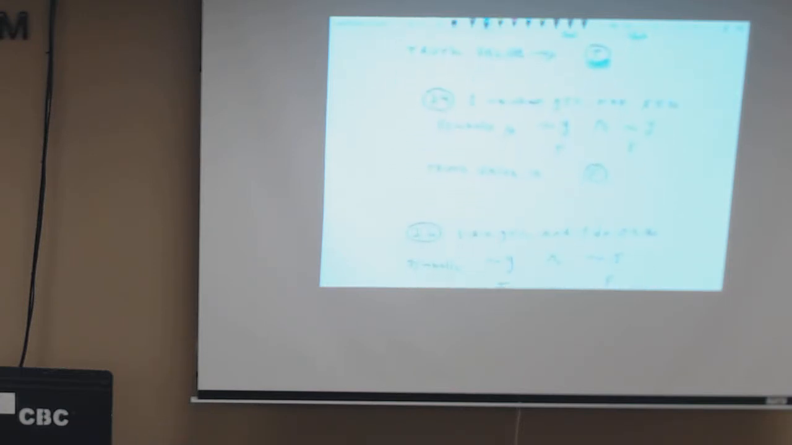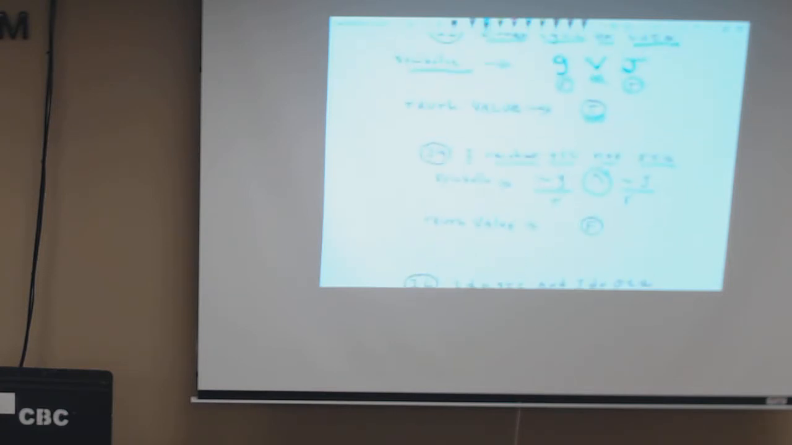Number 24. It just keeps getting better. I neither go to college nor join the army. So what I just said is not G and not J, right? In symbolic language. Does everyone see where I went from these words to not G and not J? Now, what do I have to do? Okay, what's the truth value of not G? What did it say?